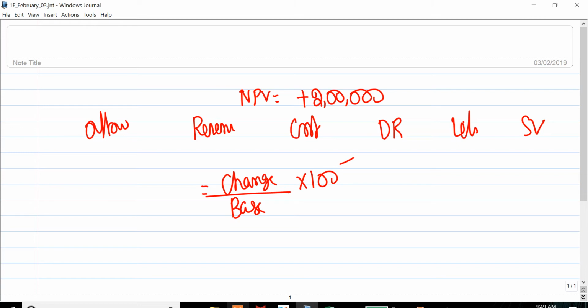Outflow, no? Outflow is day 0, no? Outflow is day... Yeah, everything will be present values only. All you will have to take present values only. Outflow is day 0 figure. So the formula is change by base into 100.